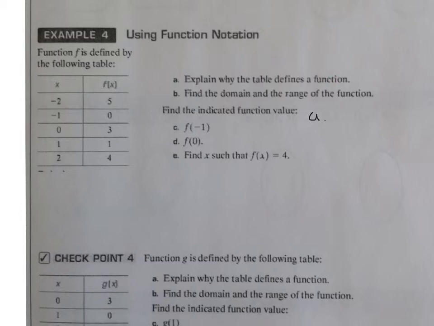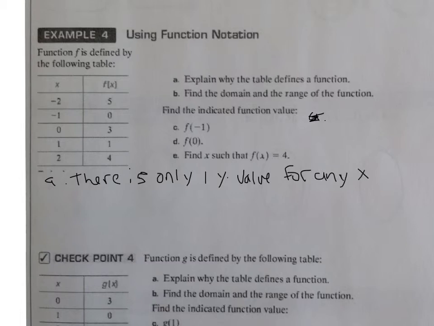So A, I'll write it over here on the side. Actually, I write it on bottom. Forget about that. A, there is only one y value for any x. That is the reason why it is a function. And you can see none of the x's repeat. Negative 2, negative 1, 0, 1, and 2. None of the x's repeat, so it is a function. And there's being one y value for any x, that is the reason why.